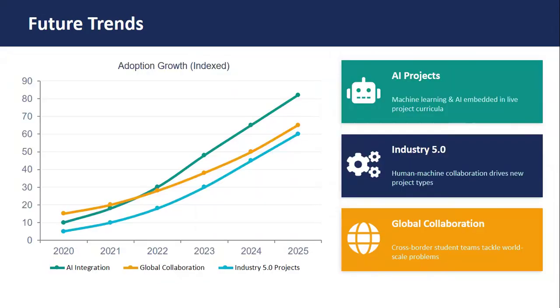So what are the future trends involved in live projects? The future of live projects is very exciting. AI will definitely play a major role. Industry 5.0 will emphasize human machine collaboration. Global collaboration will enable students to work across various borders. These trends will redefine the education standard.